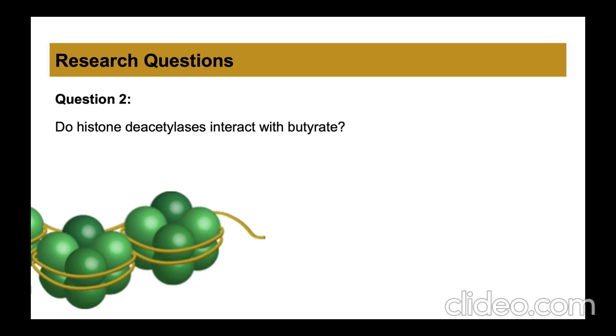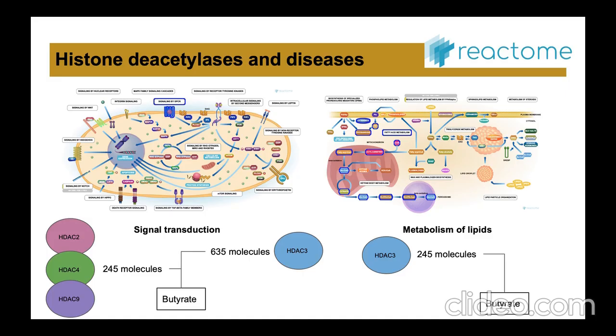Our research question number 2: do histone deacetylases interact with butyrate? The Reactome tool allowed us to identify the pathways in which histone deacetylases participate and the molecules with which they interact. In the signal transduction pathway, histone deacetylases 2, 4, and 9 interact with 245 molecules, and histone deacetylase 3 with 635 molecules. In all cases, butyrate was one of the molecules with which histone deacetylase interact.